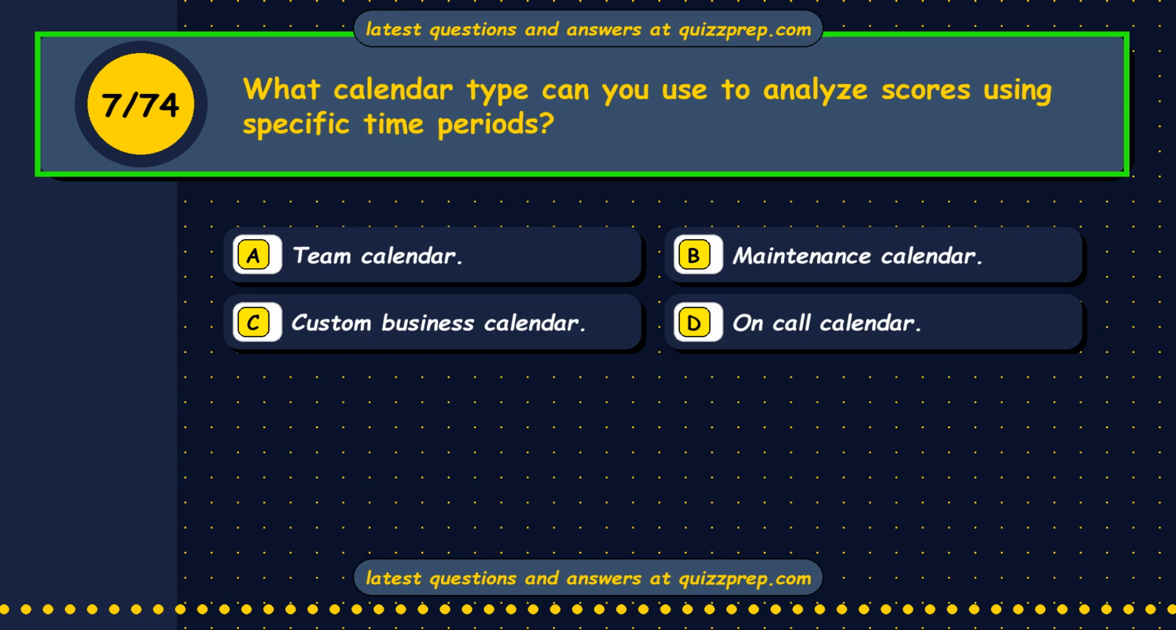Question 7. What calendar type can you use to analyze scores using specific time periods? Option A, team calendar. Option B, maintenance calendar. Option C, custom business calendar. Option D, on-call calendar.